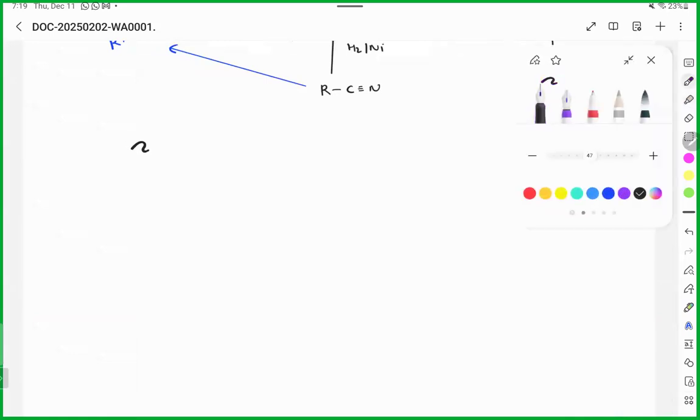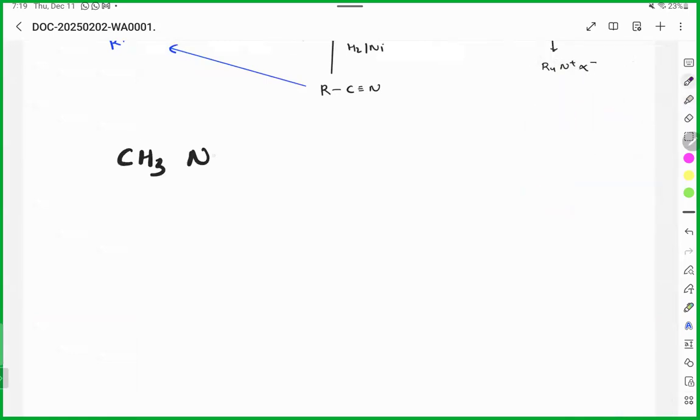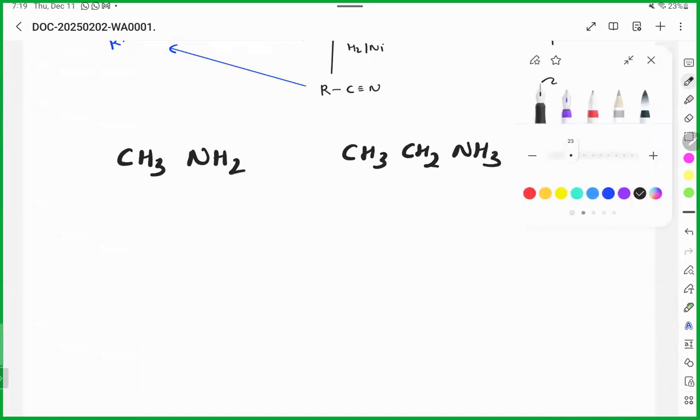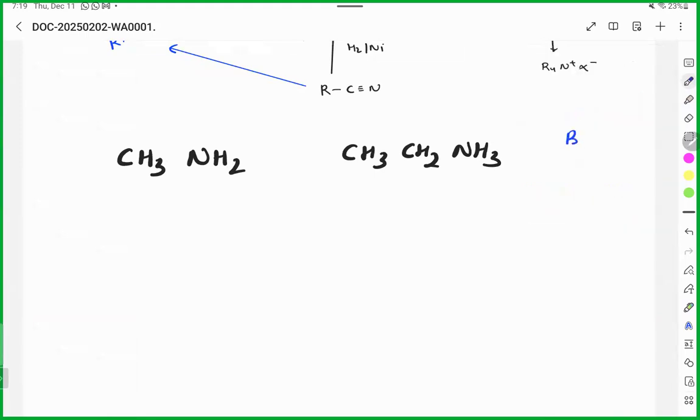Then if you have two options, CH3NH2 and the second option CH3CH2NH2, which one will be more basic? It's easy to say: the second one, because more alkyl group.